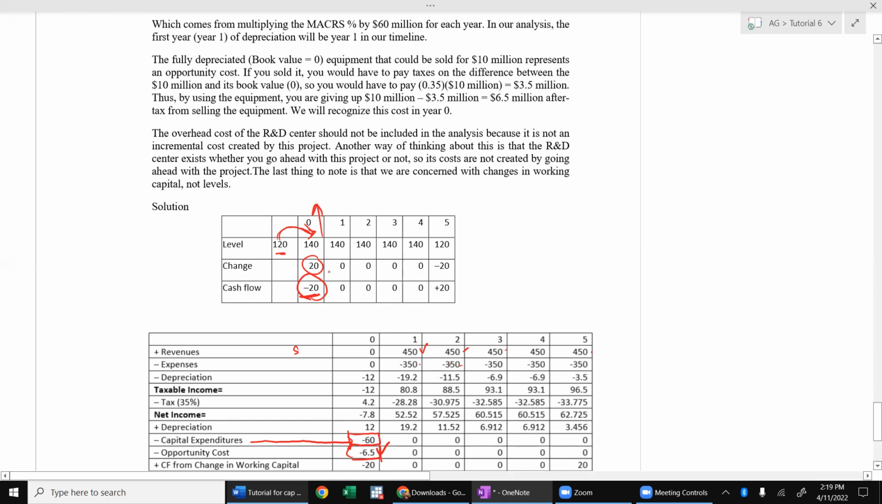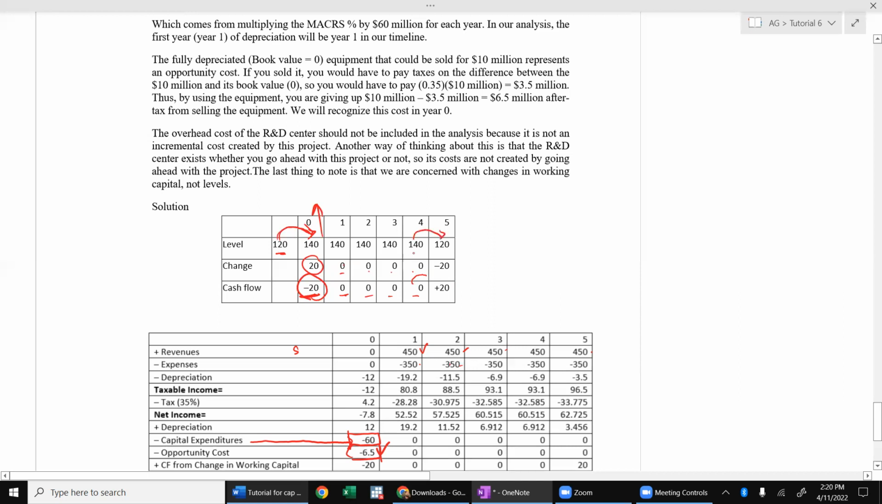After that, it is constant. It means it is 20, 20, 20, 20, but the difference is 0. So you will not use this one. You will not use 20, 20, 20, 20. We will only change the difference. Difference is 0. But once the project is over, it will again get back from 140 to 120. So from 140 to 120.